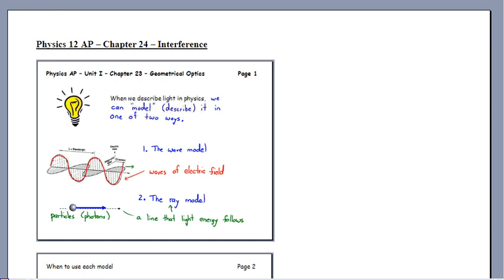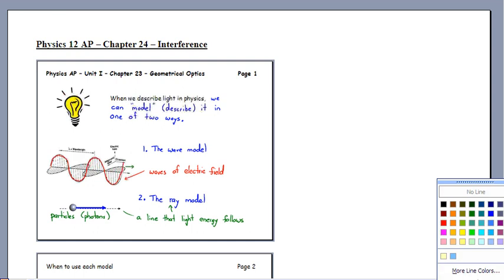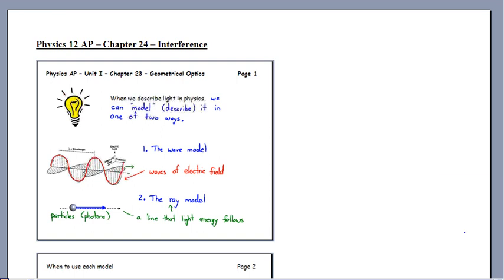And in the last unit, we were talking about the ray model, where we imagine the photons following these little trajectories that we would call rays. And that worked great when we were working with large lenses, but it's not going to work when we send light through narrow little openings. And that's when we're going to notice that light actually is a wave, and it has all of the wave characteristics to it. So this wave model is going to be for interference questions.